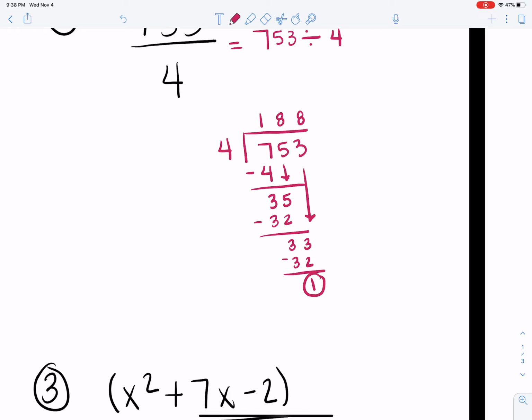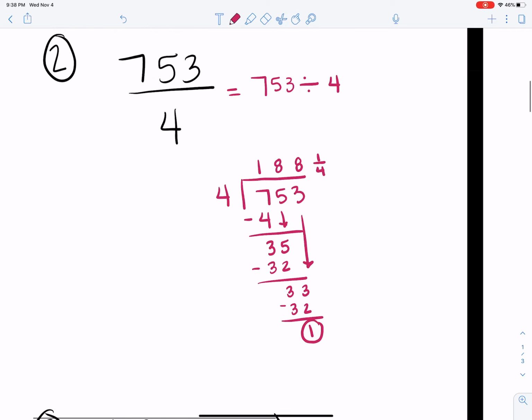And there are lots of ways to represent the remainder or the leftovers after division. Today we're going to write the remainders as a fraction. So we're going to say we have 188 and 1/4 left over. So my answer, when I take 753 and divide it by 4, is 188 and 1/4.